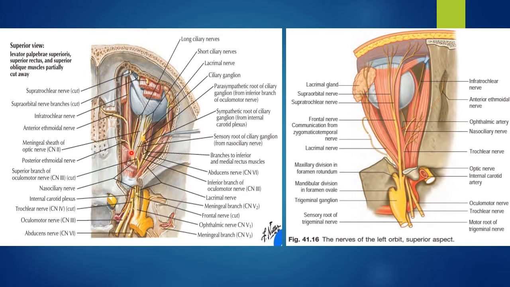Then 2 or 3 long ciliary nerves which pierce the sclera. Posterior and anterior ethmoidal nerves which pass through posterior and anterior ethmoidal foramina and canals to reach the anterior cranial fossa, and this terminal branch, that is the infratrochlear nerve.